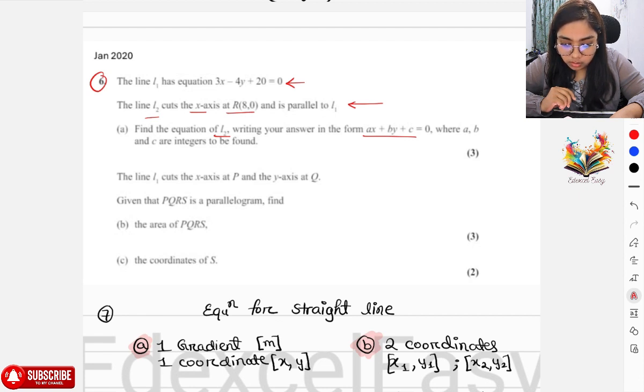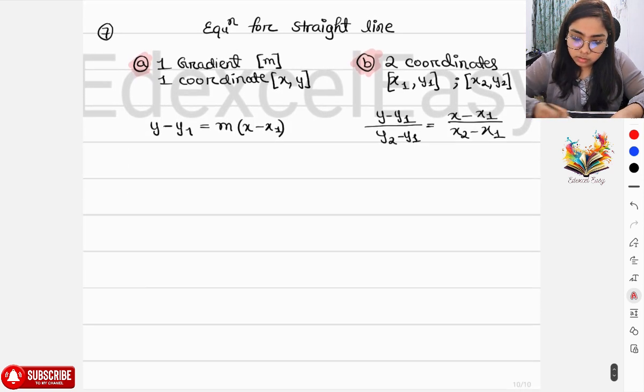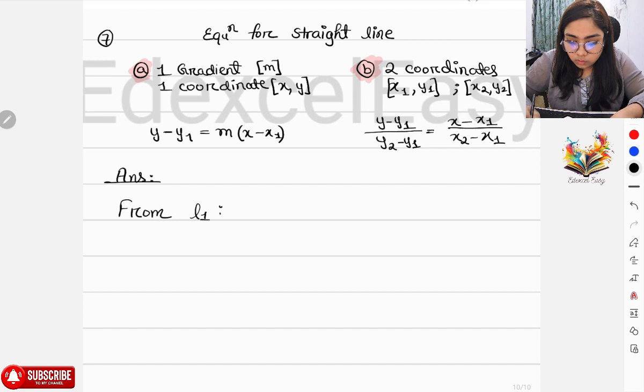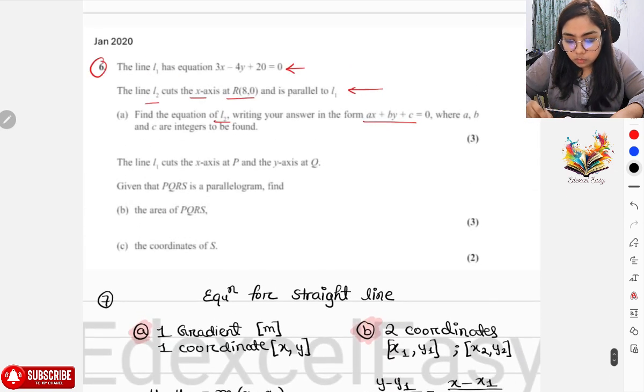Yeah, there's no other way we can calculate that. Okay, so we're going to start with your answer. This was an extra rule, so we're going to start with the answer over here. At first, from line 1, we'll start with line L1. The equation for L1 was 3x minus 4y plus 20 equals 0.